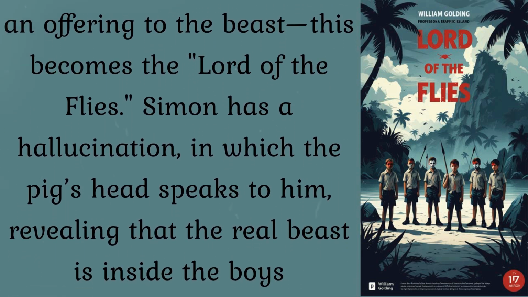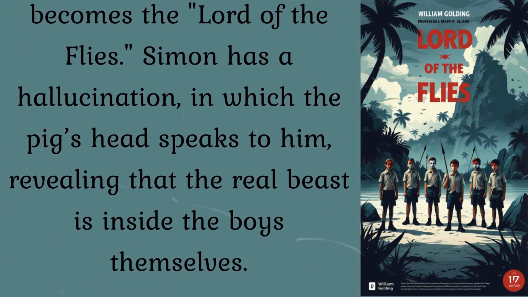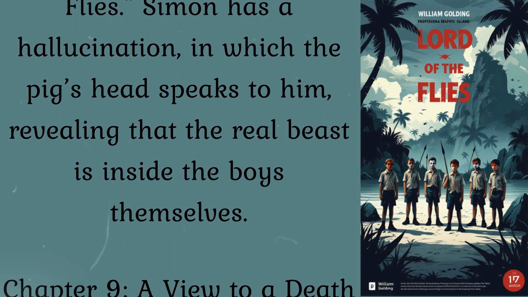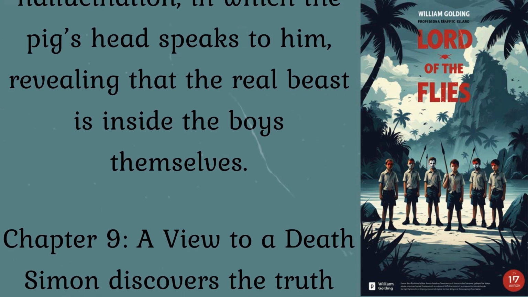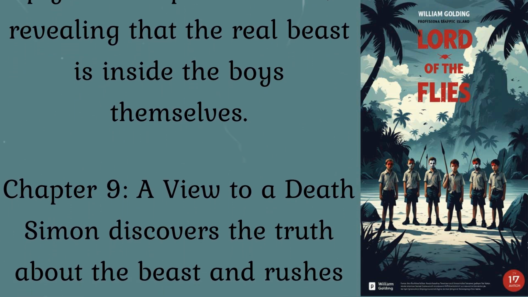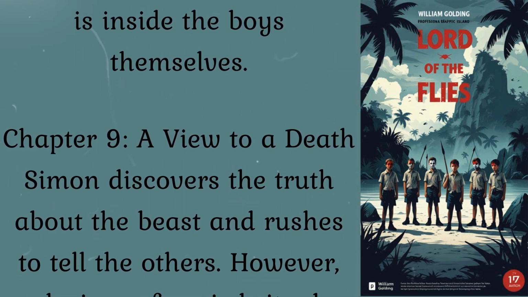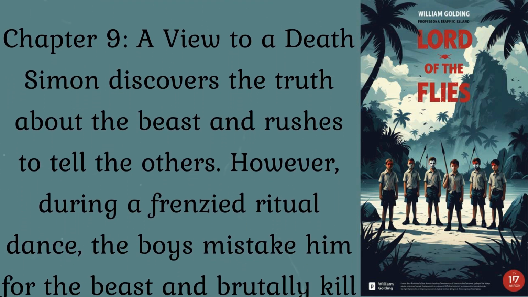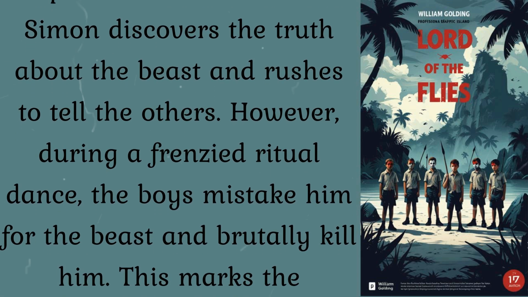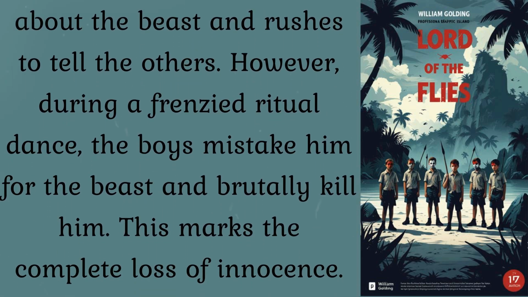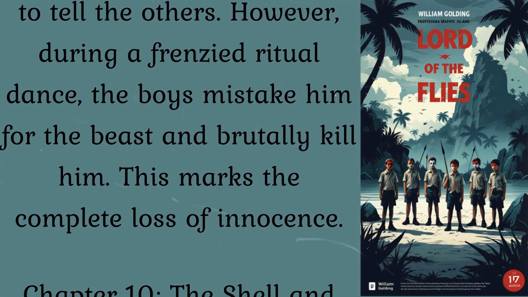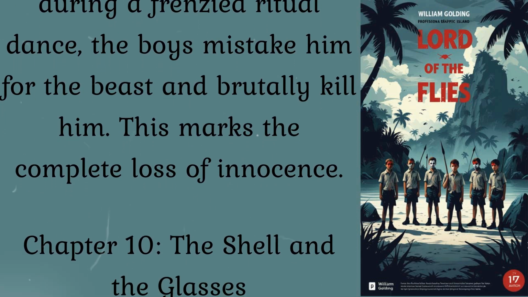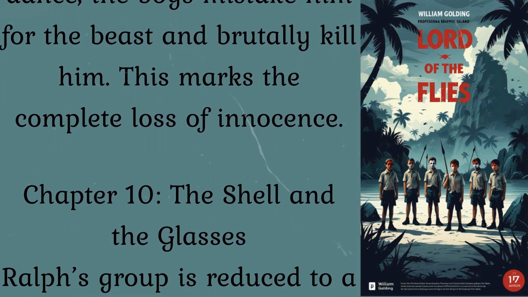Simon has a hallucination in which the pig's head speaks to him, revealing that the real beast is inside the boys themselves. Chapter 9. A View to a Death. Simon discovers the truth about the beast and rushes to tell the others. However, during a frenzied ritual dance, the boys mistake him for the beast and brutally kill him. This marks the complete loss of innocence.